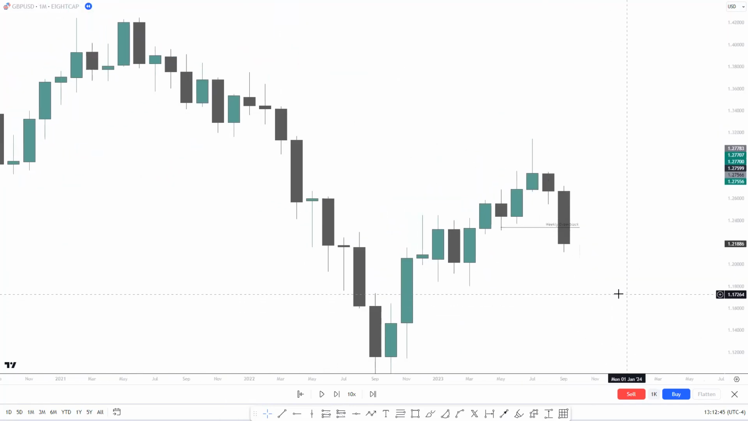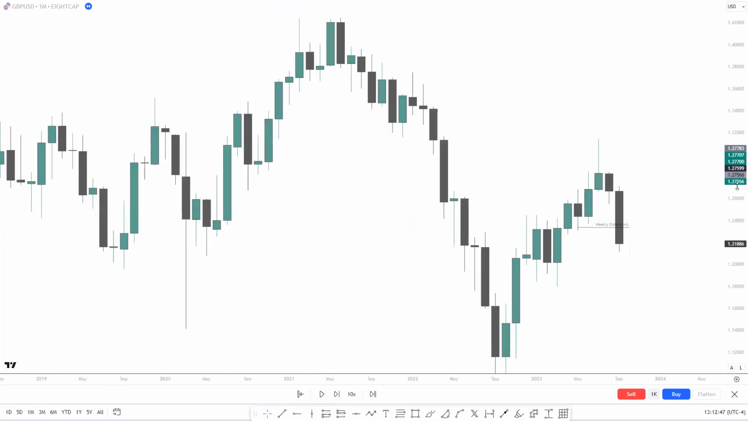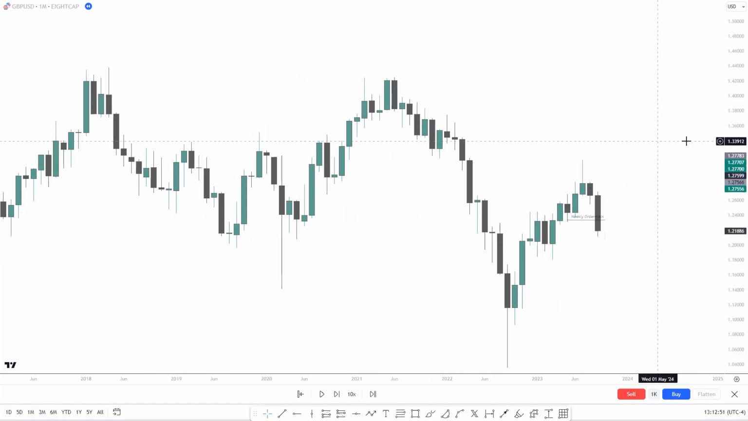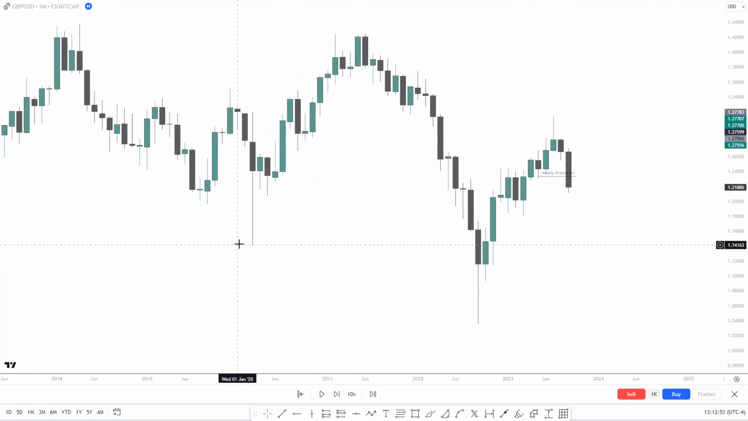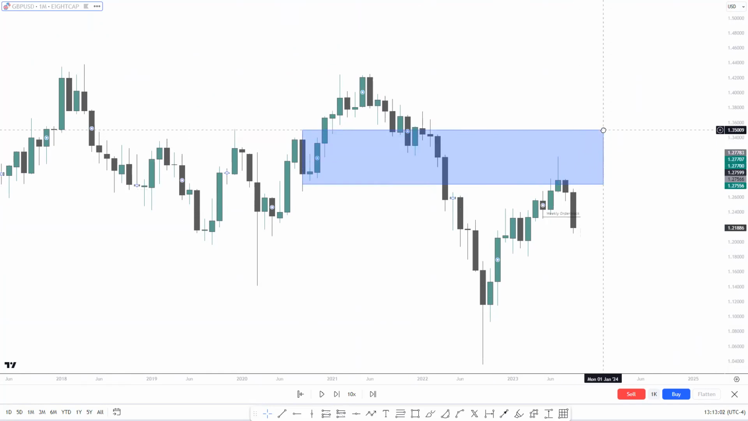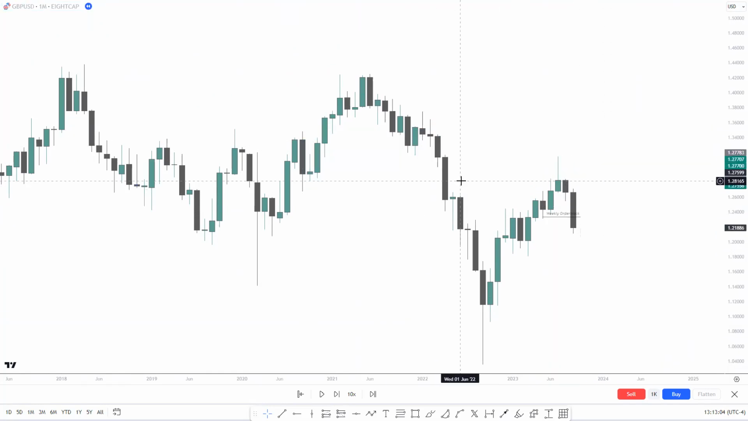So basically, this is how I get my bias. I go into the monthly chart and see how the market is doing. We took out liquidity and got into internal range. We are at this bearish fair value gap, or you can see we are at this breaker block. Then I go into the weekly chart.